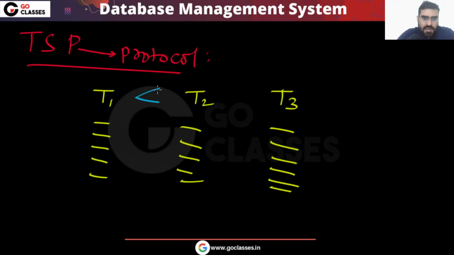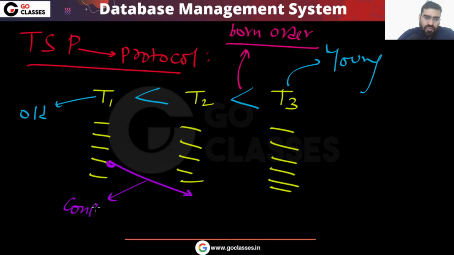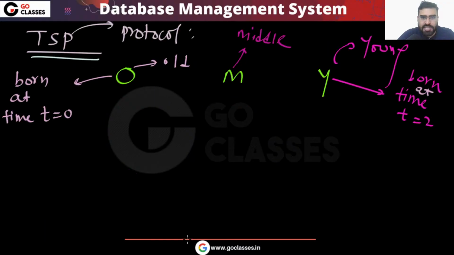If they are born in this order, where this is young and this is old, this is their birth order. So if they are coming in this order, then all the conflicts should also happen in this order. I only allow the conflicts in this order. This conflict order is allowed. Is this clear to everyone? Did you understand this point?